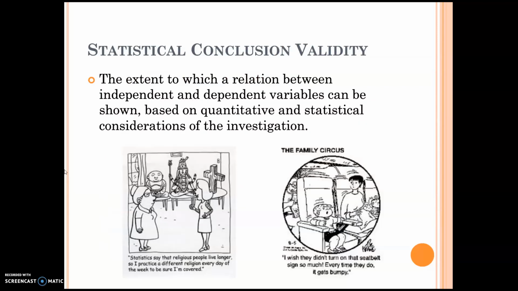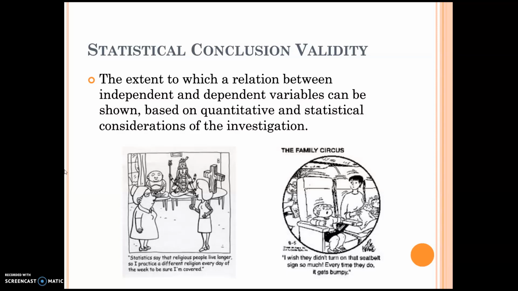So when we actually look at the conclusions, we want to make sure that we have what's called statistical conclusion validity. Basically, are we able to successfully connect our conclusions with the statistics, the statistical analysis achieved? These two cartoons, I think, demonstrate this very well. On the left, the lady says, statistics say that religious people live longer, which is true. So I practice a different religion every day of the week to be sure I'm covered. In this case, she has data, but doesn't have statistical conclusion validity. The data does not support what she is saying.